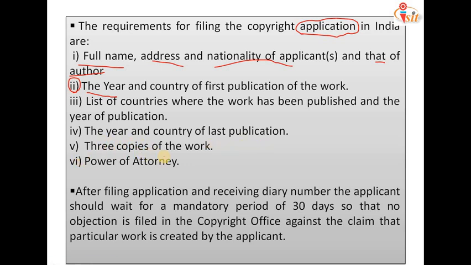Then you have to submit three copies of your work and the power of attorney. If you are going through an agent, then the power of attorney is required while filling the application form. After filling the application, you receive a diary number. Here you are getting a diary number.